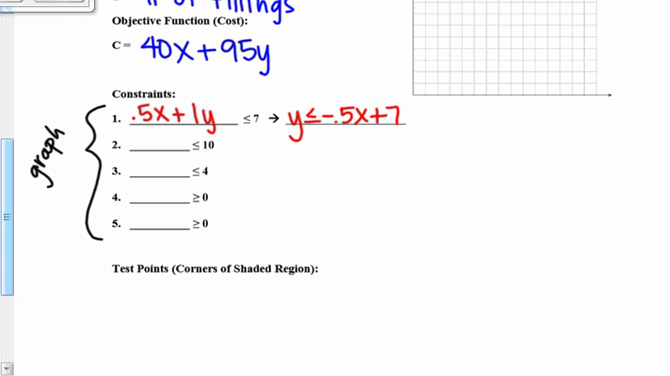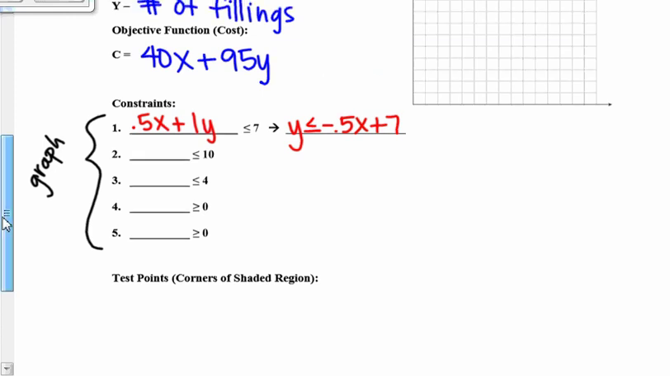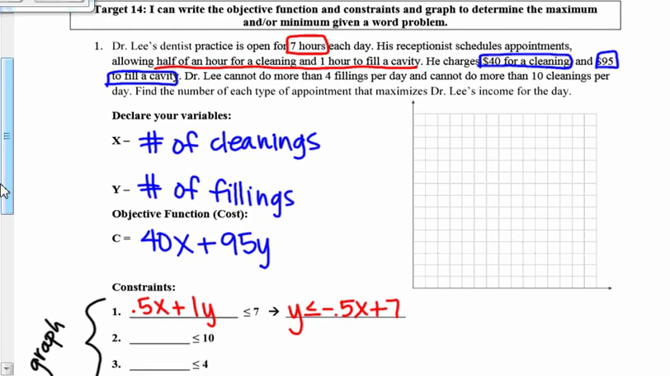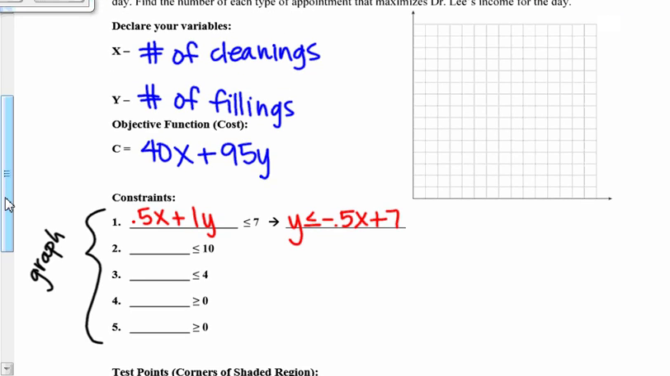All right, so there's one of my equations that I can graph now. Number 2, I have another constraint, less than or equal to 10. So something has to be less than or equal to 10. If I look down, I can find the number 10. It's right here. It says that he cannot do more than 10 cleanings per day. So either he can do 8 cleanings or 9 cleanings or 10 cleanings, but he cannot do 11 cleanings. So the number of cleanings has to be less than or equal to 10. So x has to be less than or equal to 10 because x is the number of cleanings. That's what I declared earlier.